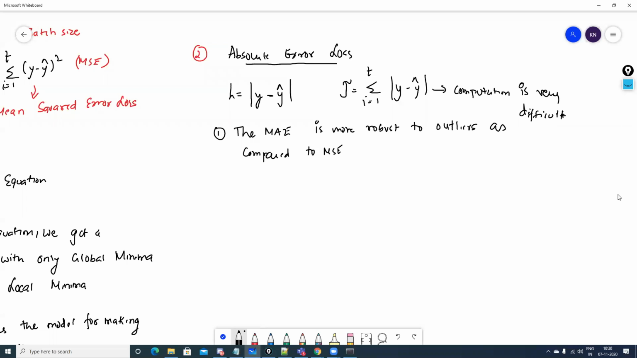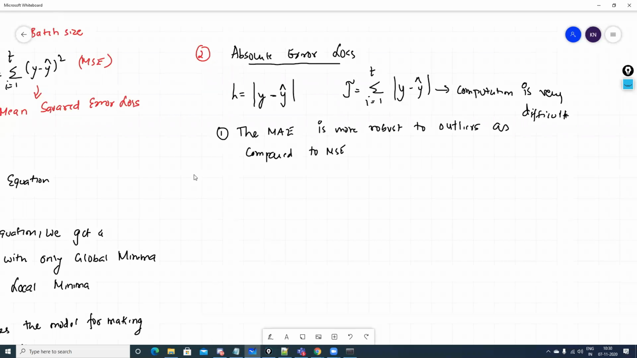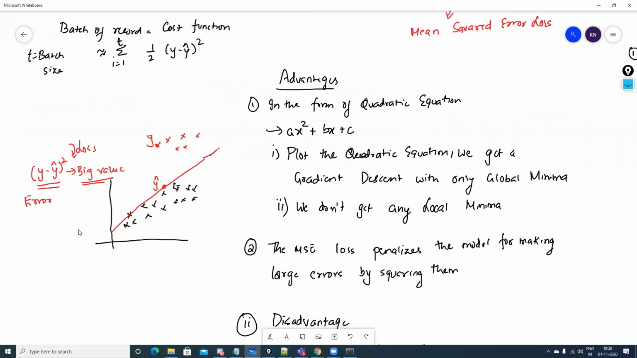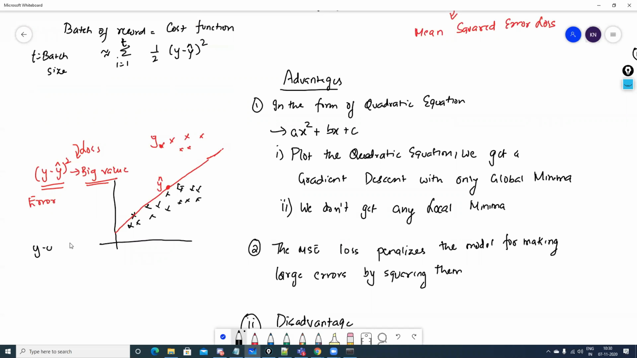Why is computation difficult? Because we are using a modulus operator. It is said that mathematically implementing a modulus operator is very, very difficult. How does squaring penalize? Just imagine, suppose my difference between y and y hat is a smaller value. Suppose the difference between y and y hat is 2. Now, if I really want to penalize, I do the squaring of this. 2 squared is 4. That basically says that the error is still more. It is a bigger value, right?